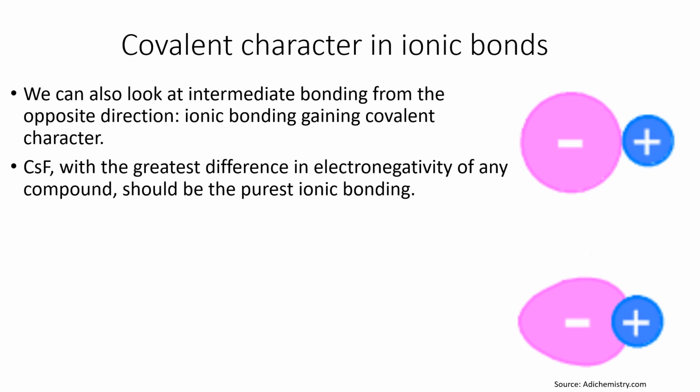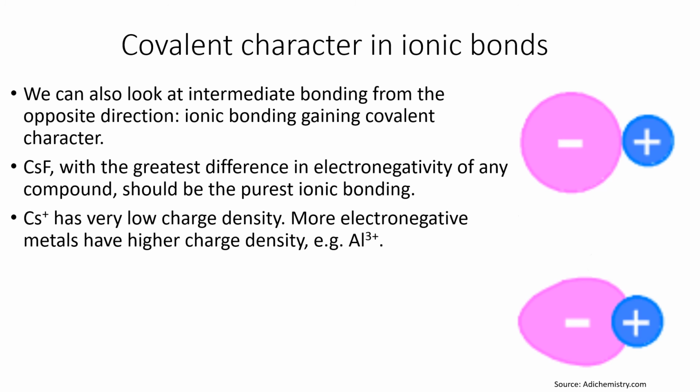But with other types of ionic bonding, we see a little bit of covalency creeping in as well. We see some intermediate bonding. But now we're going to look at it from the opposite point of view. And so really, we tend to focus on the cation here. So the cesium plus cation, which is giving us this pure ionic bonding in cesium fluoride, has an extremely low charge density. We can think of the charge density of an ion as the charge divided by the volume of the ion.